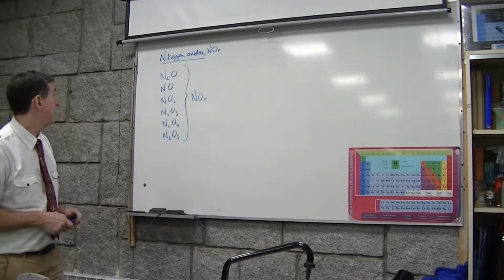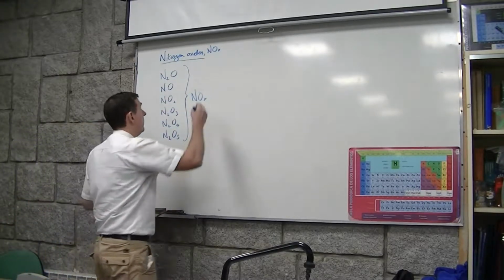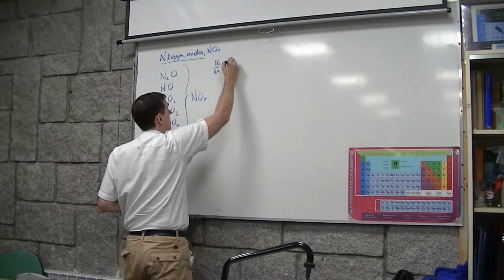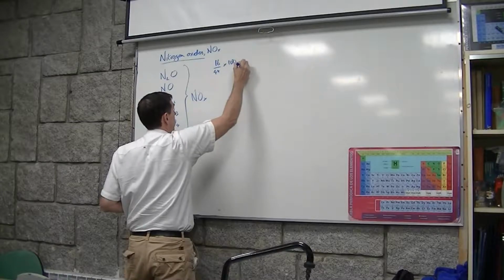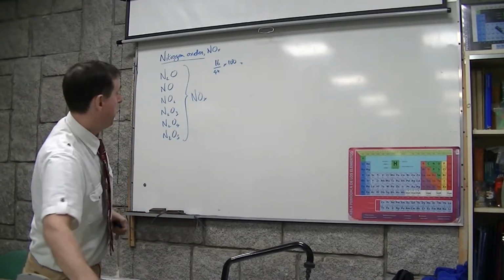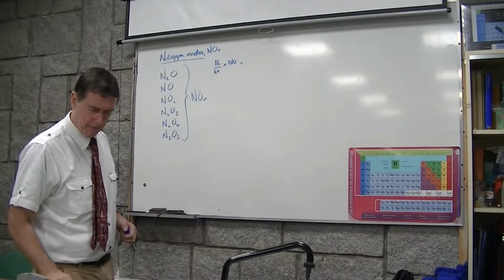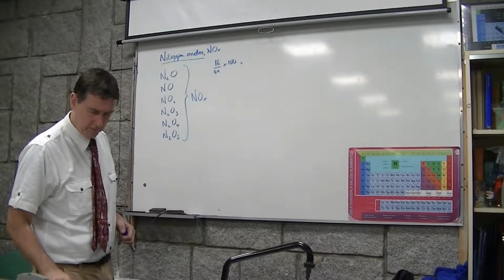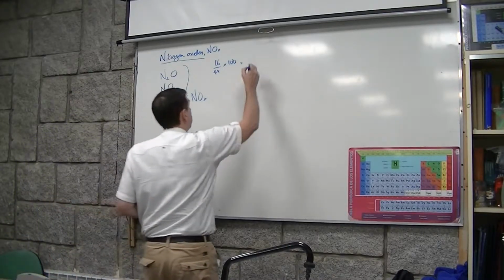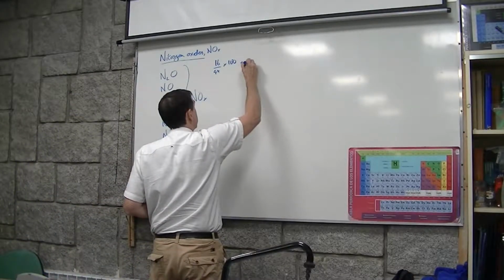So oxygen makes up 16 over 44 times 100%. Whatever that comes to. I have no idea what it comes to. Right. 36.36. Right, 36, alright? So it's about equal to 36%.